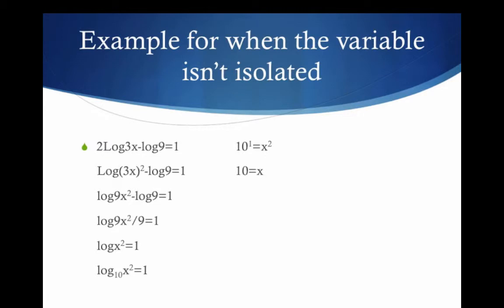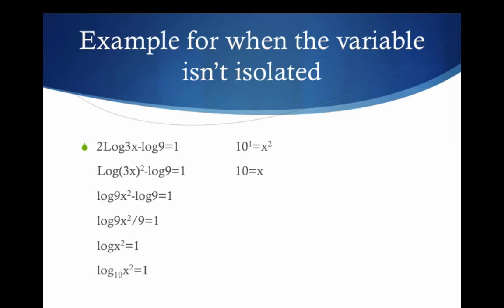Example for when the variable is not isolated. So you're going to take your exponent on log 3x and swing it back up. And this one, there's subtraction, so you're going to have to condense it after you square 3x and make it 9x squared. So using your condensing rules, you'll get log 9x squared divided by 9, because they both have base of 10. And then the 9's will cancel out, and you get log x squared equals 1.